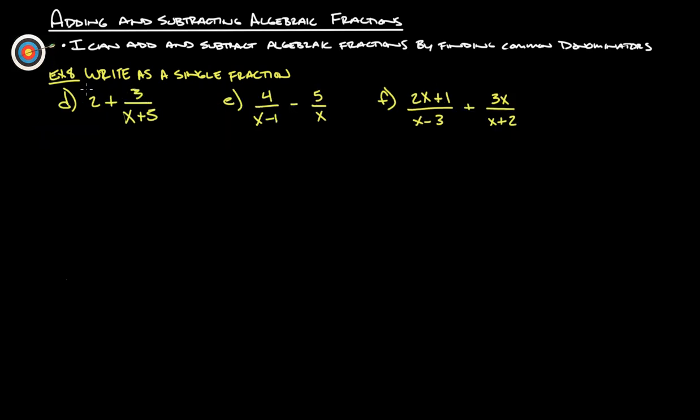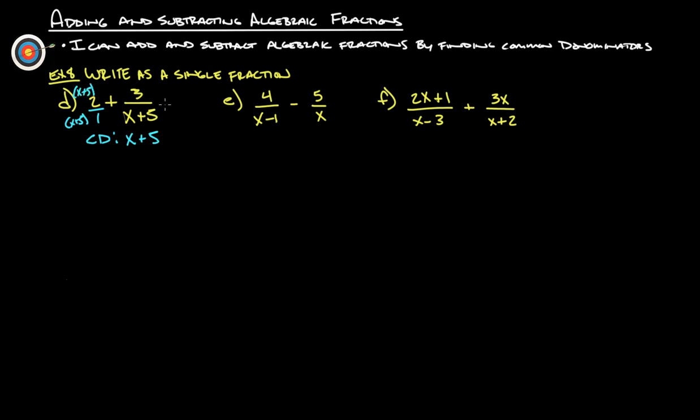All right, write as a single fraction still. We have 2 plus 3 over x plus 5. Same idea, we need to find the common denominator. The 2 is over 1, so 1 times anything isn't going to change anything, so we just leave the 1 off. We need both of them to have an x plus 5. The 2 does not have the x plus 5, so we have to multiply top and bottom by x plus 5.